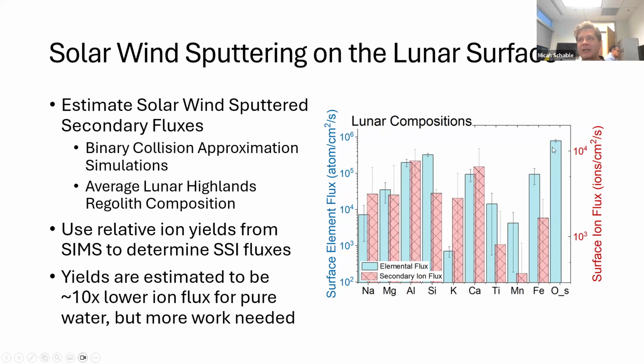And we see that we get a lot of oxygen, a lot of silicon. That's what we would expect. Those are the most abundant species. And the yields are sitting at about 10^4 to 10^5 sputtered atoms per centimeter squared per second for typical solar wind fluxes on the lunar surface.